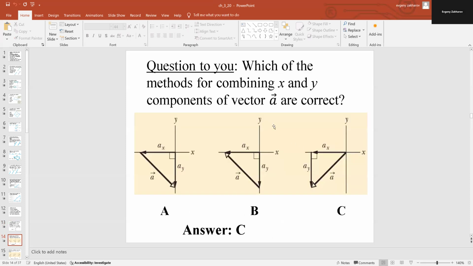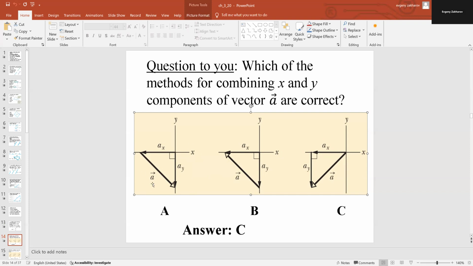So here is some practice. Which of the methods of combining components are correct? Well, you already see the answer because I don't want to do animations. Let's discuss all of them and see what's wrong with any of the options.